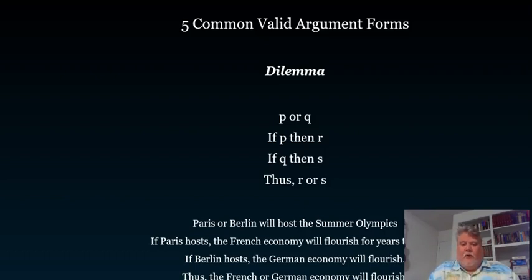Paris or Berlin will host the Summer Olympics. If Paris hosts, the French economy will flourish for years to come. If Berlin hosts, the German economy will flourish. Therefore, the French or German economy will flourish.